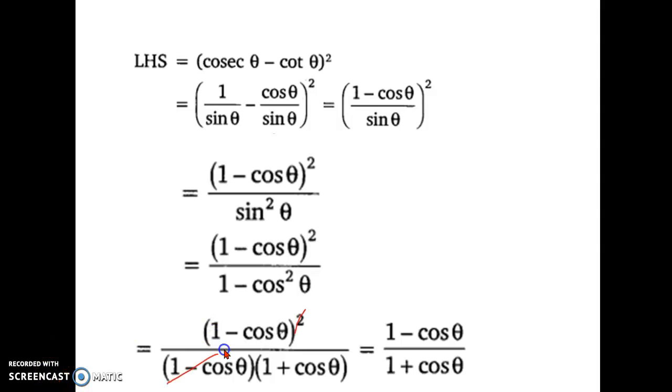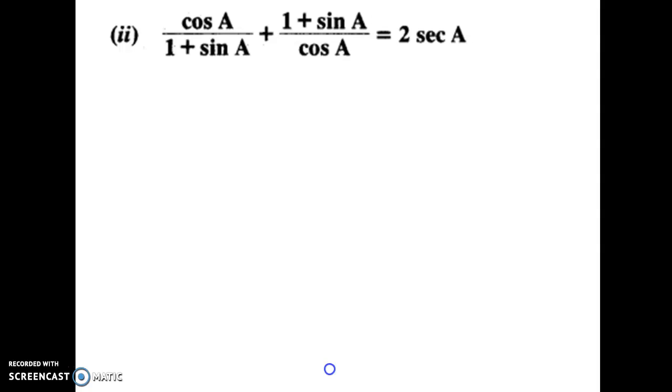Okay, I have shown you how I have cancelled. So this square gets cancelled, and here this gets cancelled. So I'll be left with 1 minus cos theta divided by 1 plus cos theta. So that is the RHS. So LHS is equal to RHS. So hence it is proved.